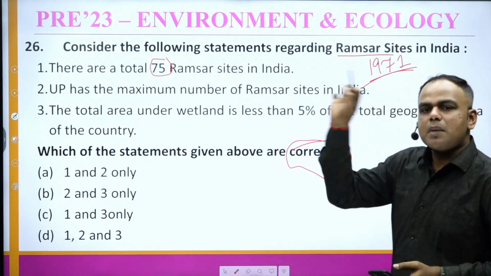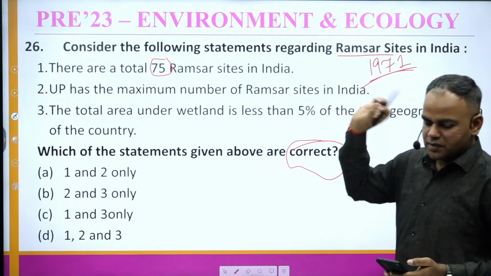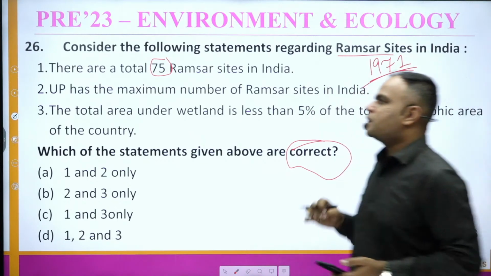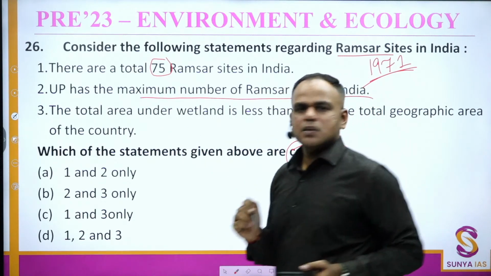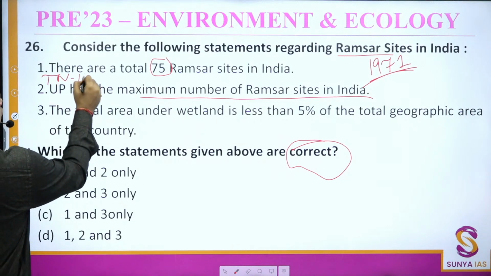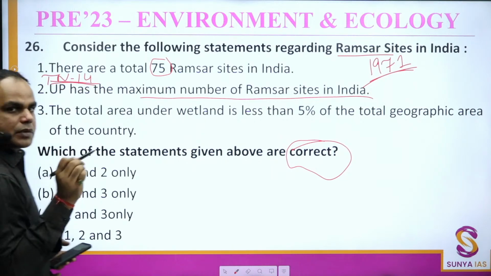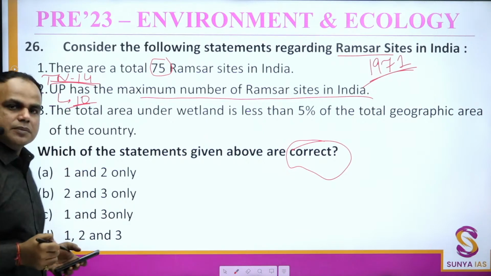First question, how many Ramsar sites in India? This is correct. So you have 75 Ramsar sites in India. Second, which is the state which has the maximum number of Ramsar sites? Earlier it was UP, but now Tamil Nadu with 14 Ramsar sites is leading. Tamil Nadu is the maximum one. Uttar Pradesh has 10 Ramsar sites.